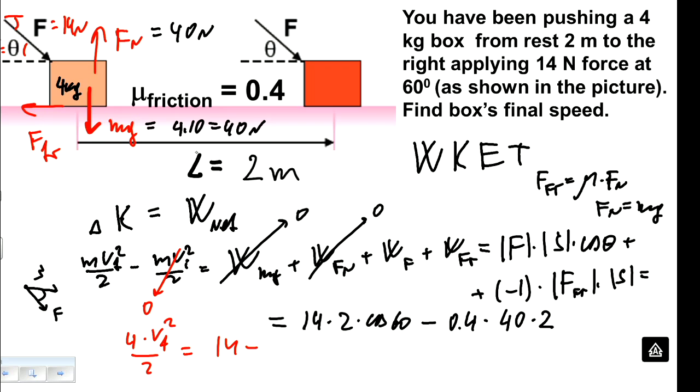16 times 232. Did I miss anything? It should be positive in my mind. Where are you getting 14? How do you use it 14? Plus 14 minus 10. This cosine of 60 is a half. 14 times 2 divided by 2, that should be 14.